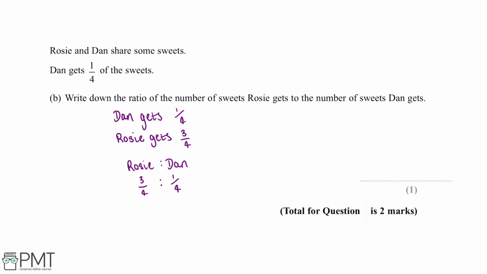However, when using ratio, we want to be working in whole numbers. So in order to get both 3/4 and 1/4 into whole numbers, we can multiply both sides of this ratio by 4. And this gives us an answer of 3:1. Now this question's worth 1 mark, and this is for the correct answer.